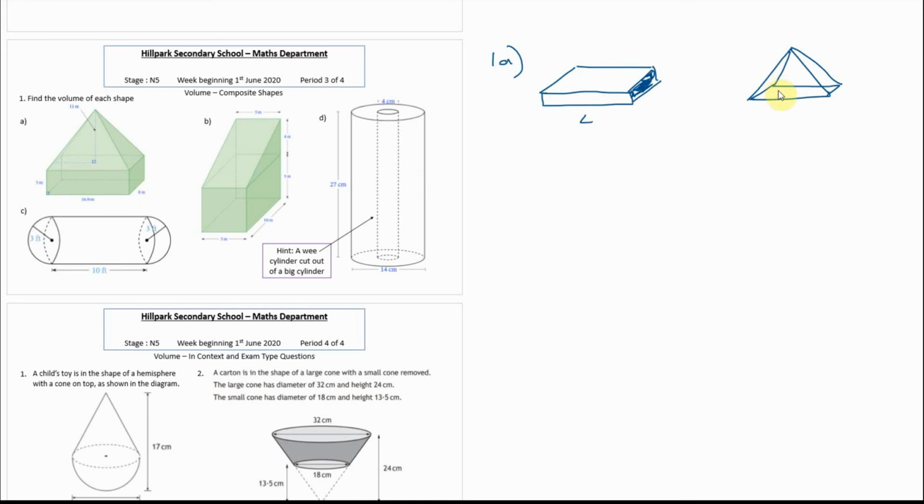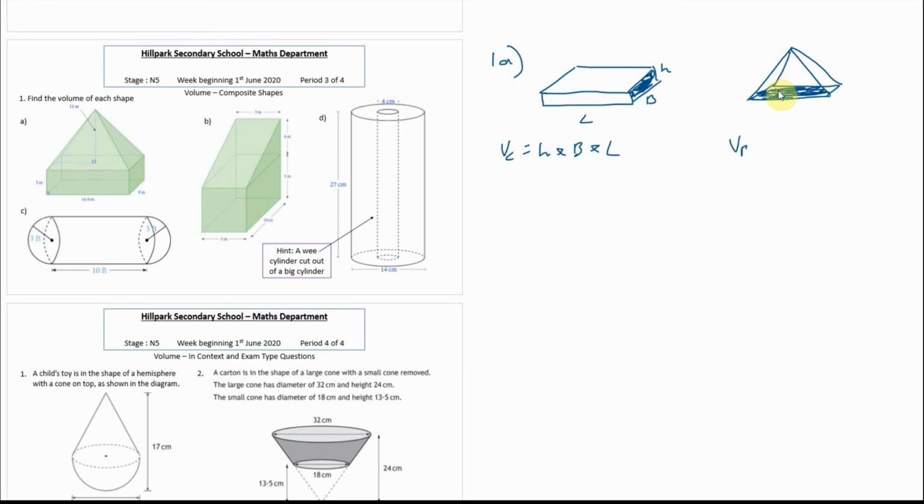Well, we're going to do the base times the height times a third, aren't we? Yeah. So we'll call that the volume of the cuboid. So that's going to be, we just call that the breadth and the height. Okay, so it's going to be height times breadth times length, and this one's the volume of the pyramid.